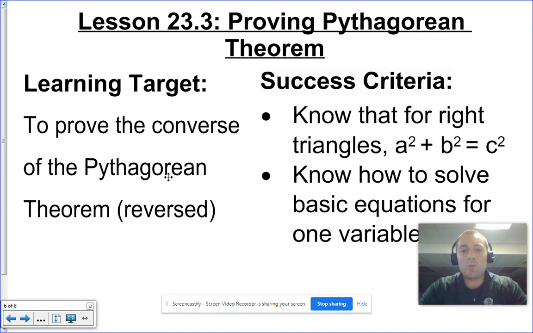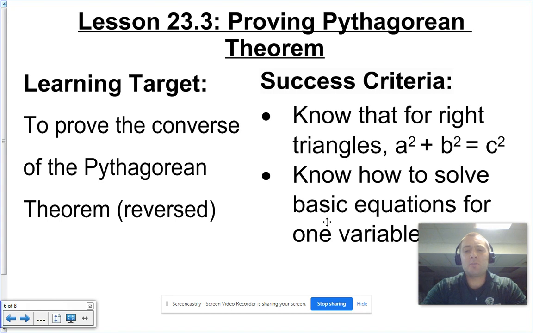And today we're gonna look at that thing, but we're gonna actually reverse it. We're gonna say if a squared plus b squared equals c squared, then it is a right triangle, as opposed to if you have a right triangle, then a squared plus b squared equals c squared. So we're going to look at that a little bit today.